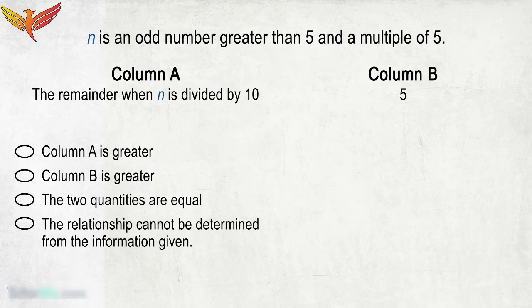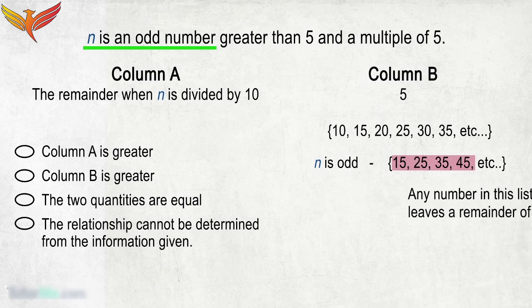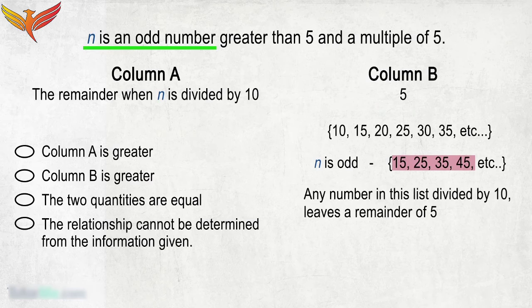We can start by finding the possible values of n. The problem tells us that n is larger than 5 and a multiple of 5. So, listing these, we get 10, 15, 20, 25, 30, 35, etc. We know that n is odd, so the possible values for n in this list are 15, 25, 35, 45, etc. Any number in the list when divided by 10 will leave a remainder of 5. Therefore, column A equals 5. Our answer is that the two quantities are equal.